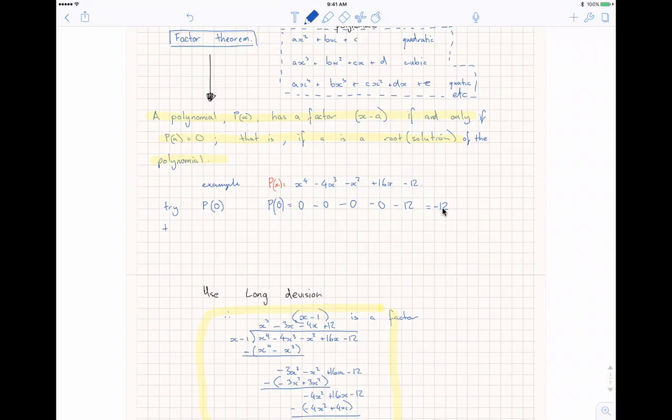So we'll try p of 1. Putting 1 into the expression, we get 1 to the power of 4 minus 4 times 1 cubed minus 1 squared plus 16 times 1 minus 12.